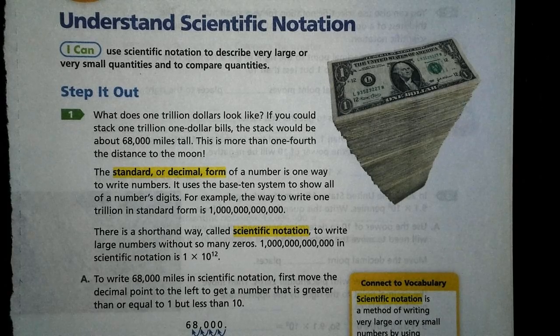All right, so let's get started with the I can statement. I can use scientific notation to describe very large or very small quantities and to compare quantities. So that's the main idea of scientific notation. It's writing a number that is really big or a number that is really small. A lot of those really small numbers y'all still like to call big, even though it's technically just a long number, and we'll look at the difference between a large and a small number.